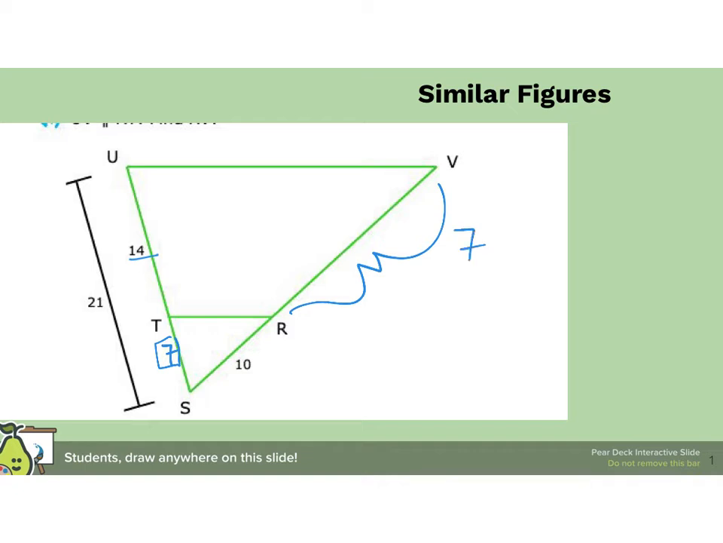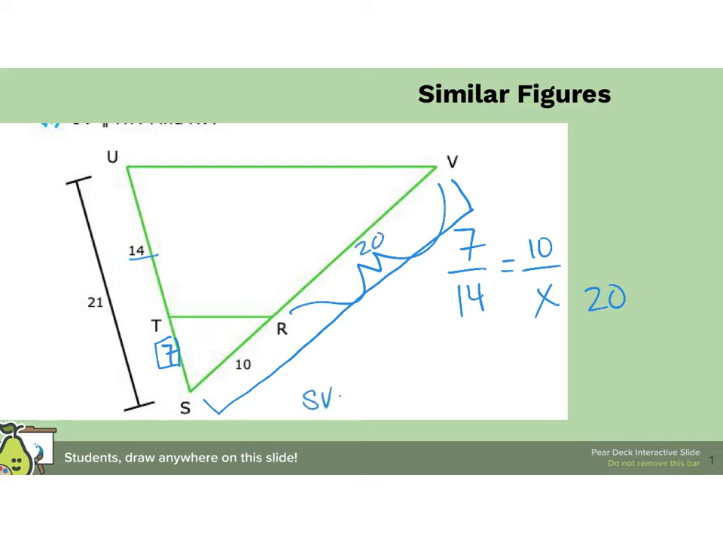Small triangle to large is 7 to 14. And then small to large would be 10 to x. So it needs to be half. So x is 20. But just make sure you pay attention to what the question is asking, because they might ask you, what is SV? So SV would be 20 plus 10, which is 30. But RV would be 20.